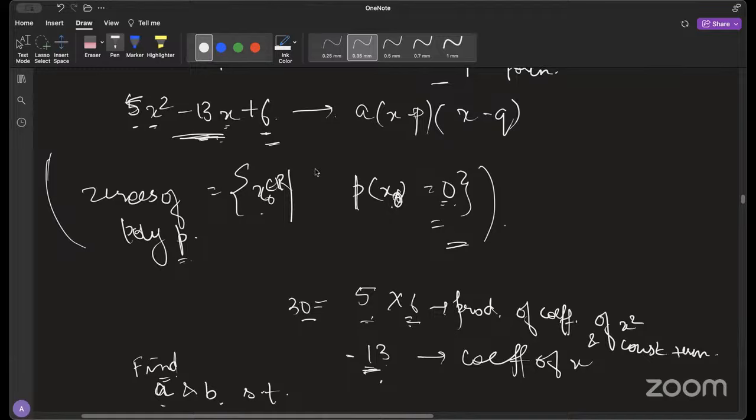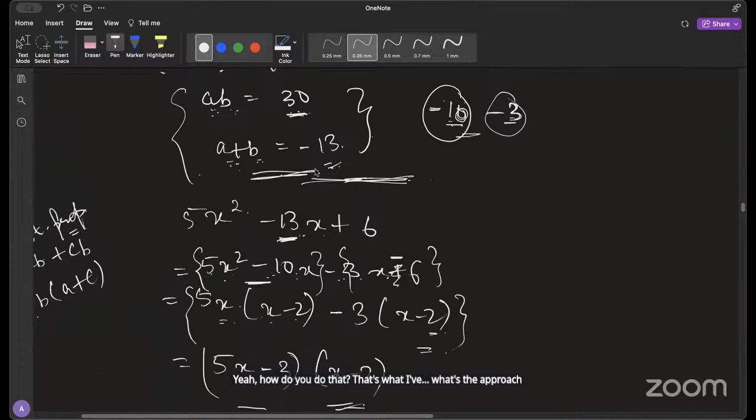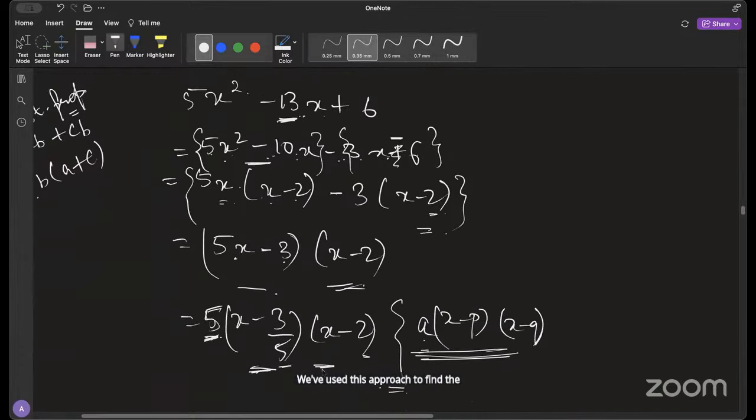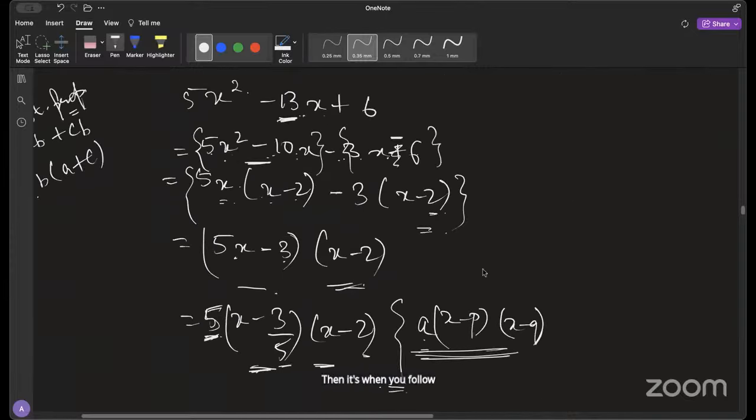Yeah, how do you do that? What's the approach that you're going to use? We've used this approach to find the roots too. So if you want to convert it into intercept form, then you follow this approach. Or if you want to find the roots, then also this approach works, right? Yes, ma'am.